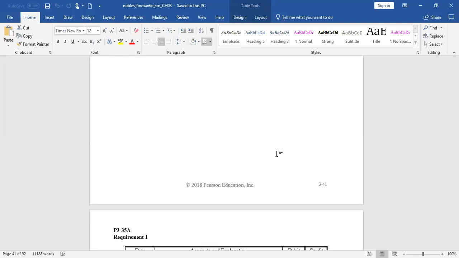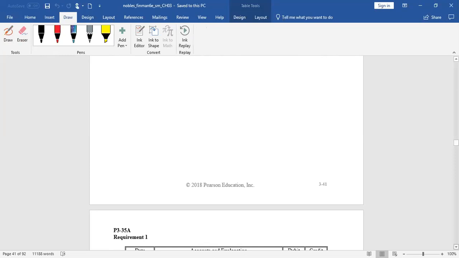As of December 31st, Aniston has completed $2,100 of the services related to that payment. So what's the adjusting journal entry?